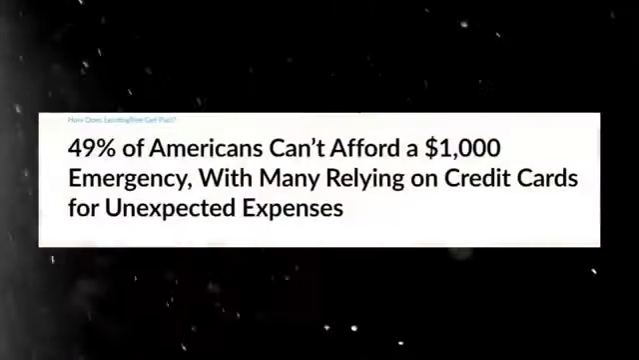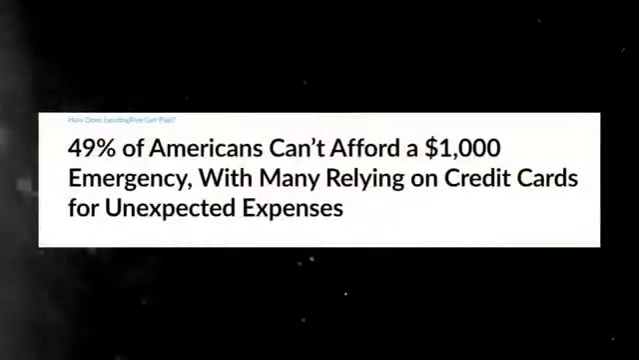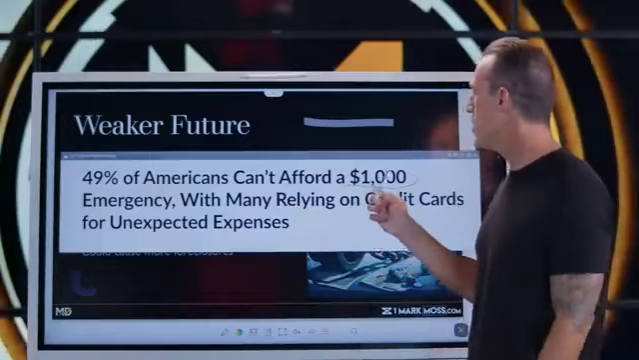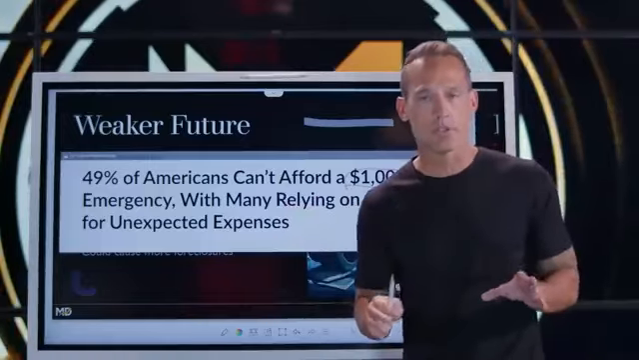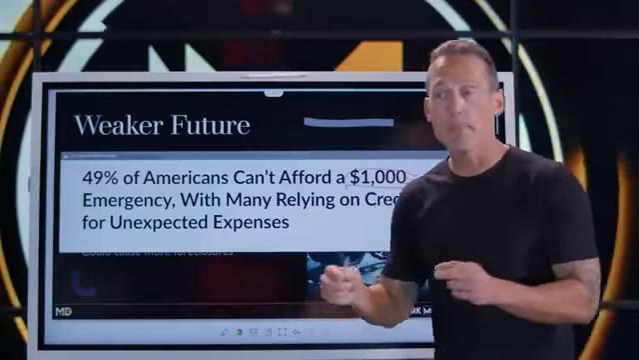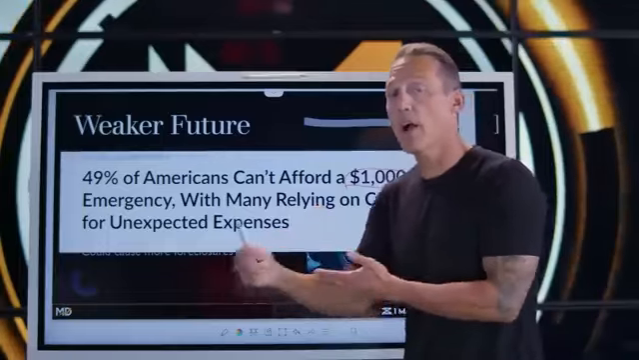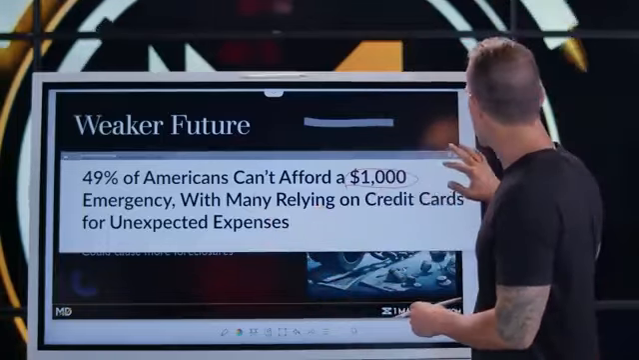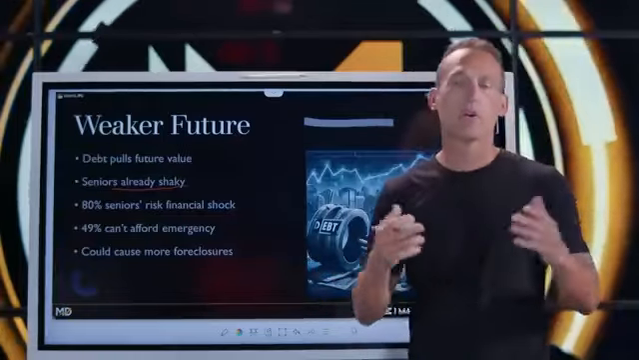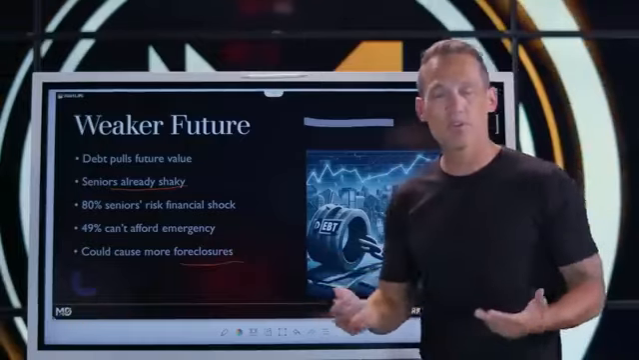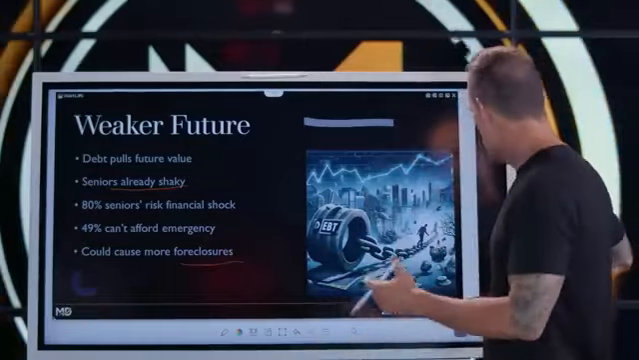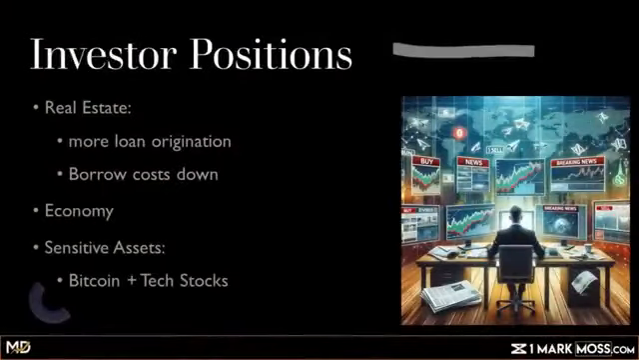And it's not just seniors. We can see 49% of Americans can't even afford a $1,000 emergency. So we add up more debt. Now their monthly payments are higher, and they're going to be even more susceptible to future shocks. And so if we had some sort of a recession or home prices go down in the future, we could see more foreclosures, things like that. And so that's one of the problems of doing this. We have a potentially weaker future, but today we have more money.